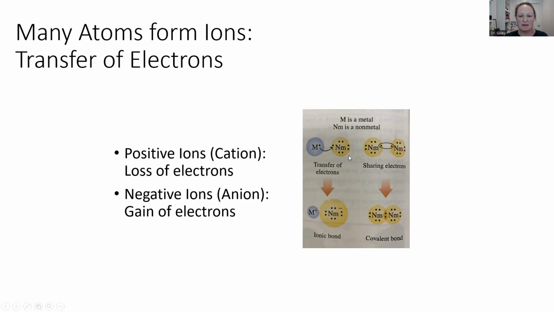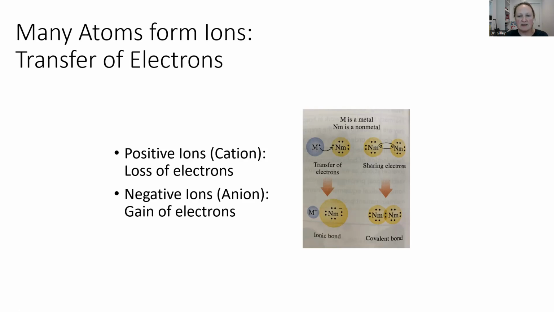And the nonmetals typically gain electrons. You can see that this nonmetal right now has 7 valence electrons, and when it gains one more, it will have 8, right? So that's that octet that we were talking about. And because it has gained a negatively charged electron, it overall now has a formal negative charge, and it is called an anion.